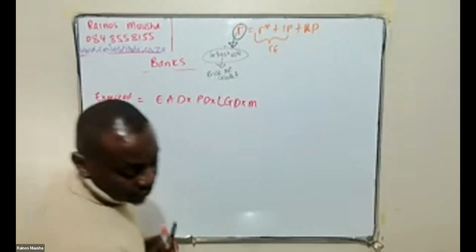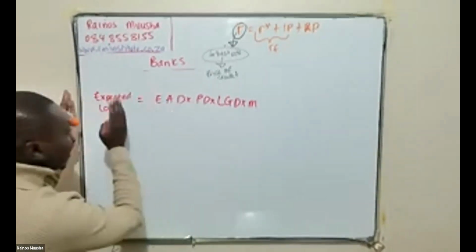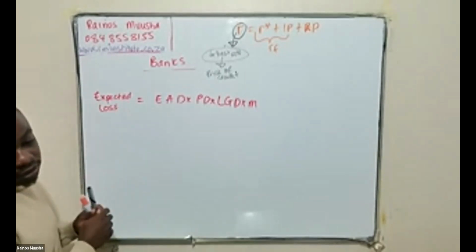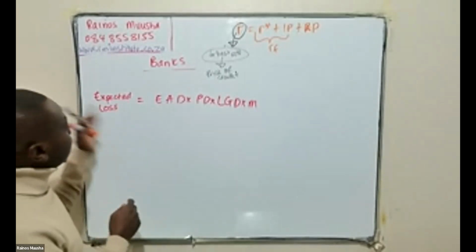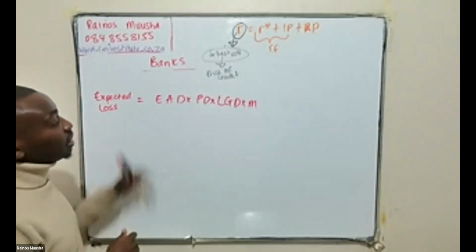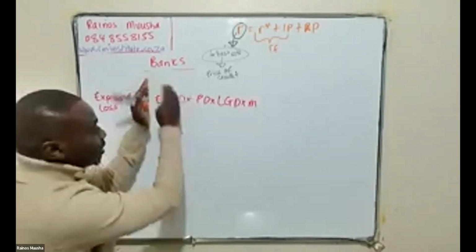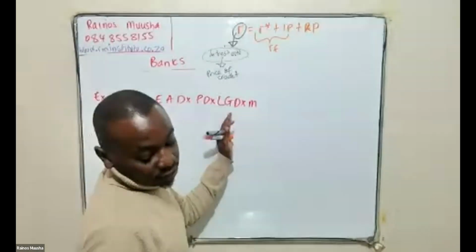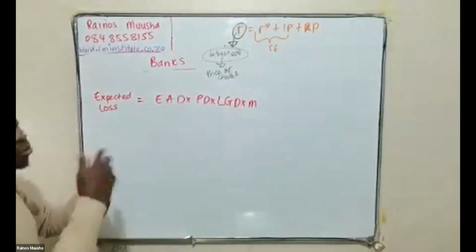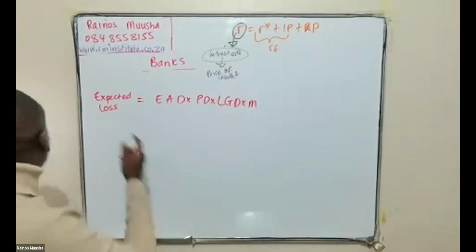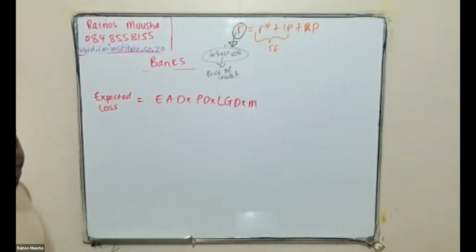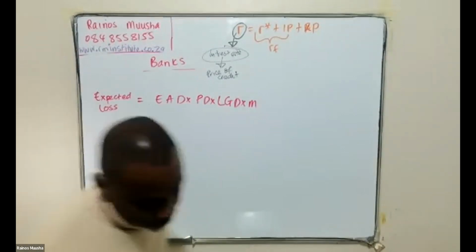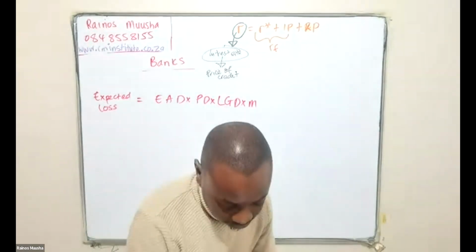So looking at these factors, remember we're saying they affect the expected losses, right? Now we're going into detail to say what is the exposure at default? What is the probability of default? And what is the loss given default? And basically, what is the correlation between the different loans as well? That also affects the expected losses. Are we on the same page so far? Any questions?